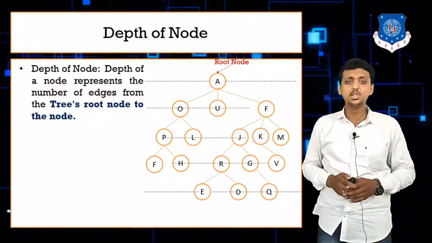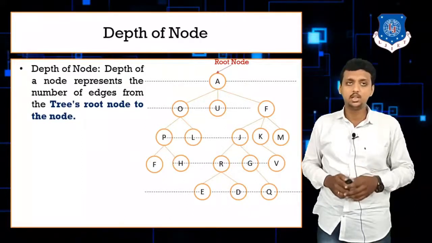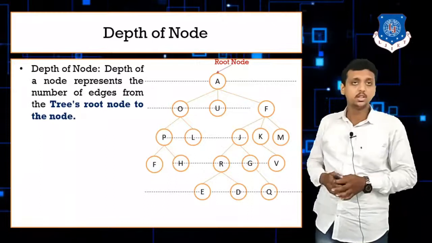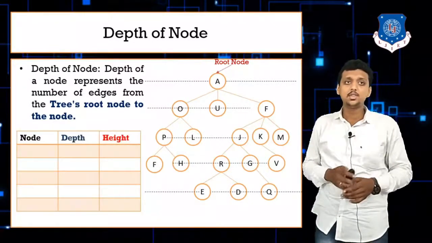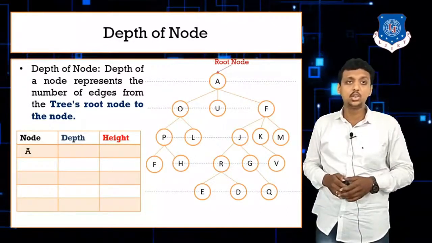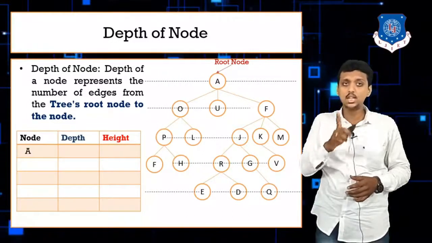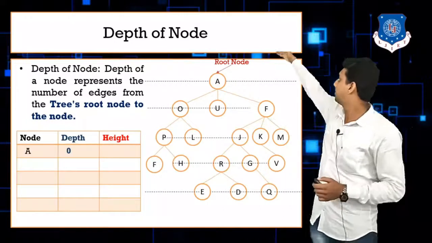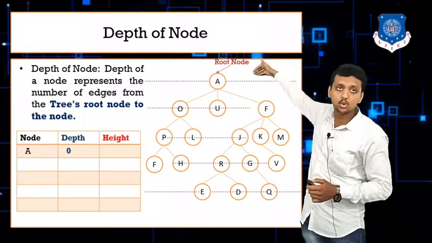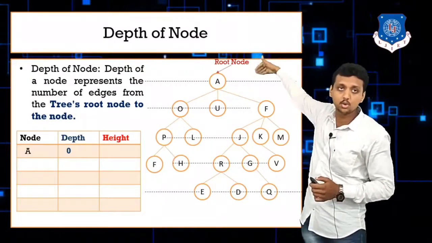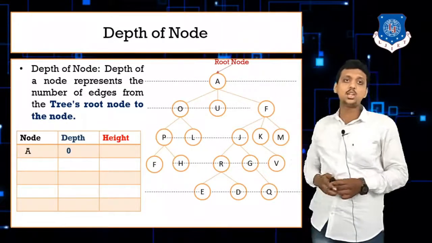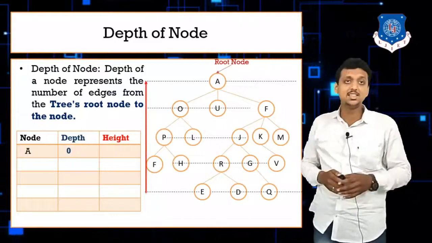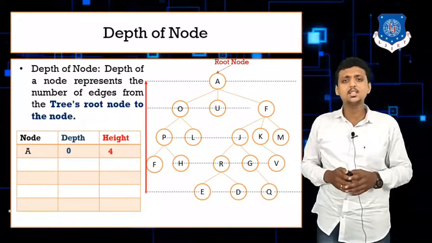The next definition is depth of the tree. Fine. So depth of the tree is always calculated from the root node. Let's see how. First, making a table for the root node A. For the root node A, the depth is 0, because depth is calculated from the root node. There is no distance from the root node, that's why the depth of the root node is 0. And the height, as we recently saw, is 4.